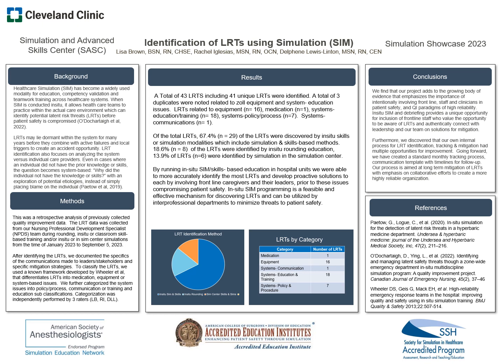LRTs may lie dormant within the system for many years before they combine with active failures and triggers to create an accident opportunity. LRT identification focuses on analyzing systems versus individual care provider competence. Even in cases where individuals did not have prior knowledge or the skills, the focus of the inquiry becomes more system-based. Why did the caregiver not have the knowledge or the skills? This framework provides an exploration of potential etiologies instead of placing blame on specific individuals.